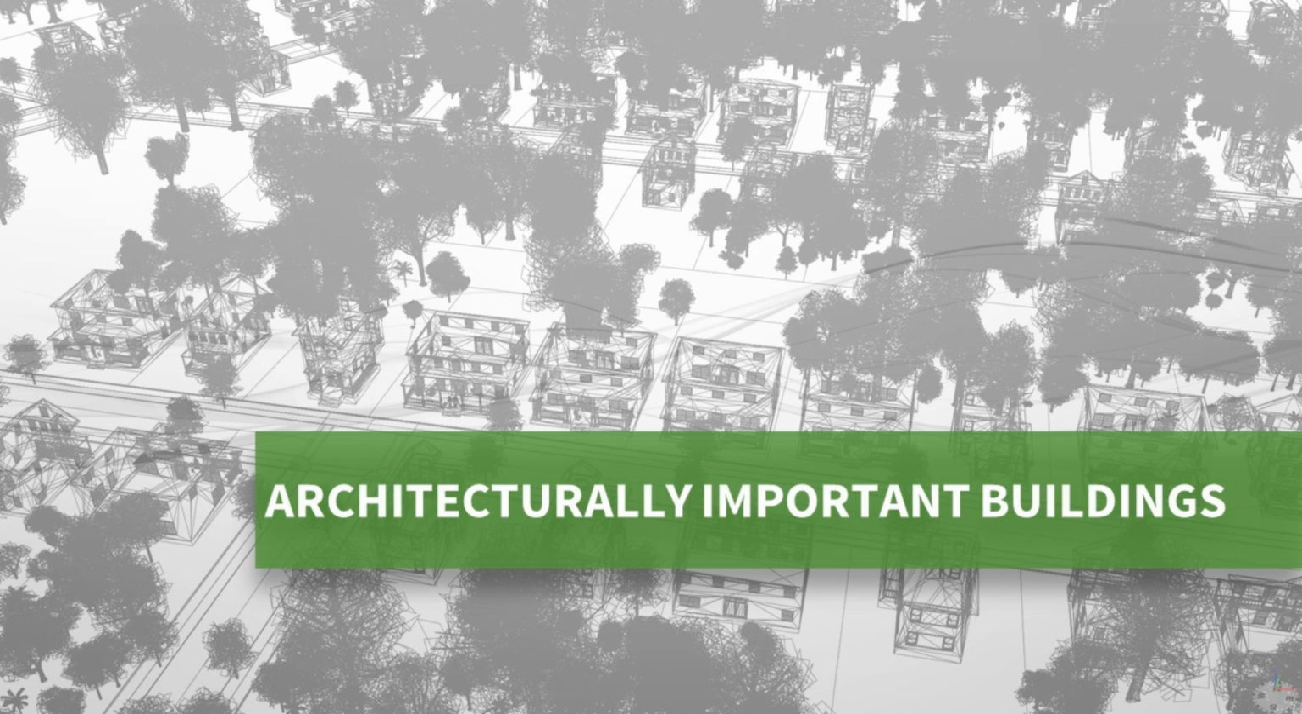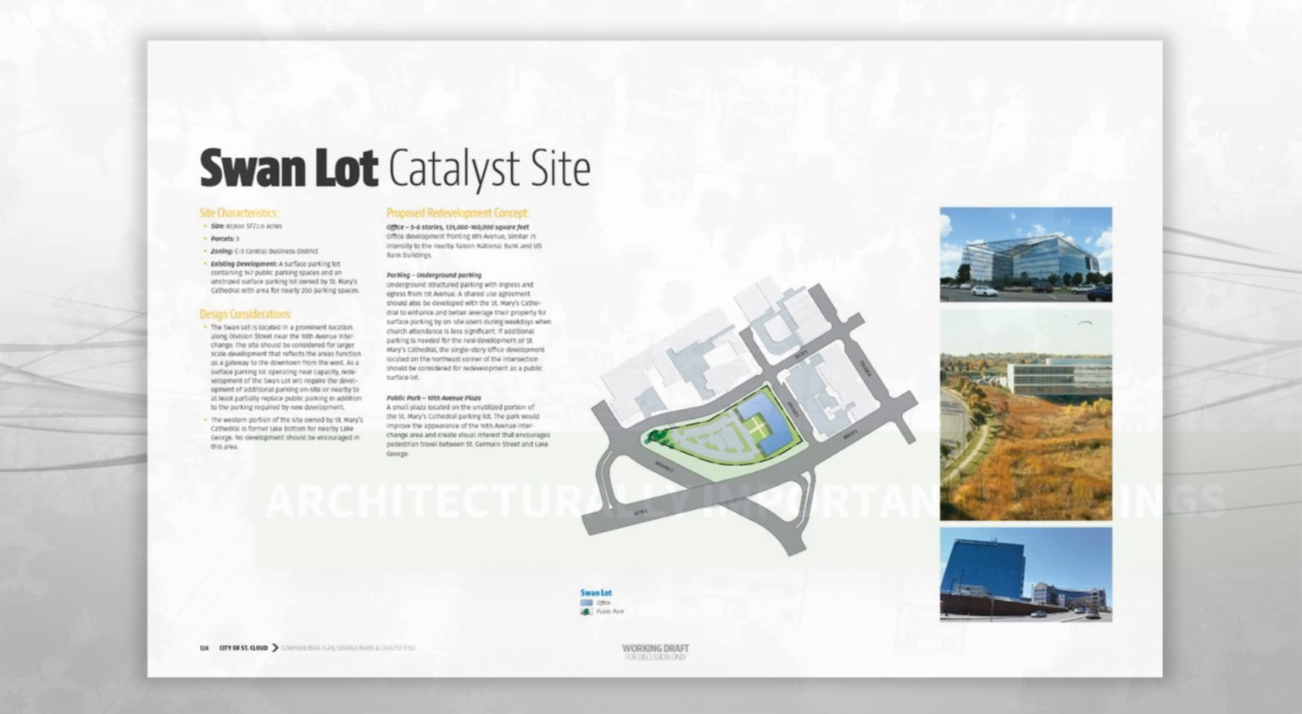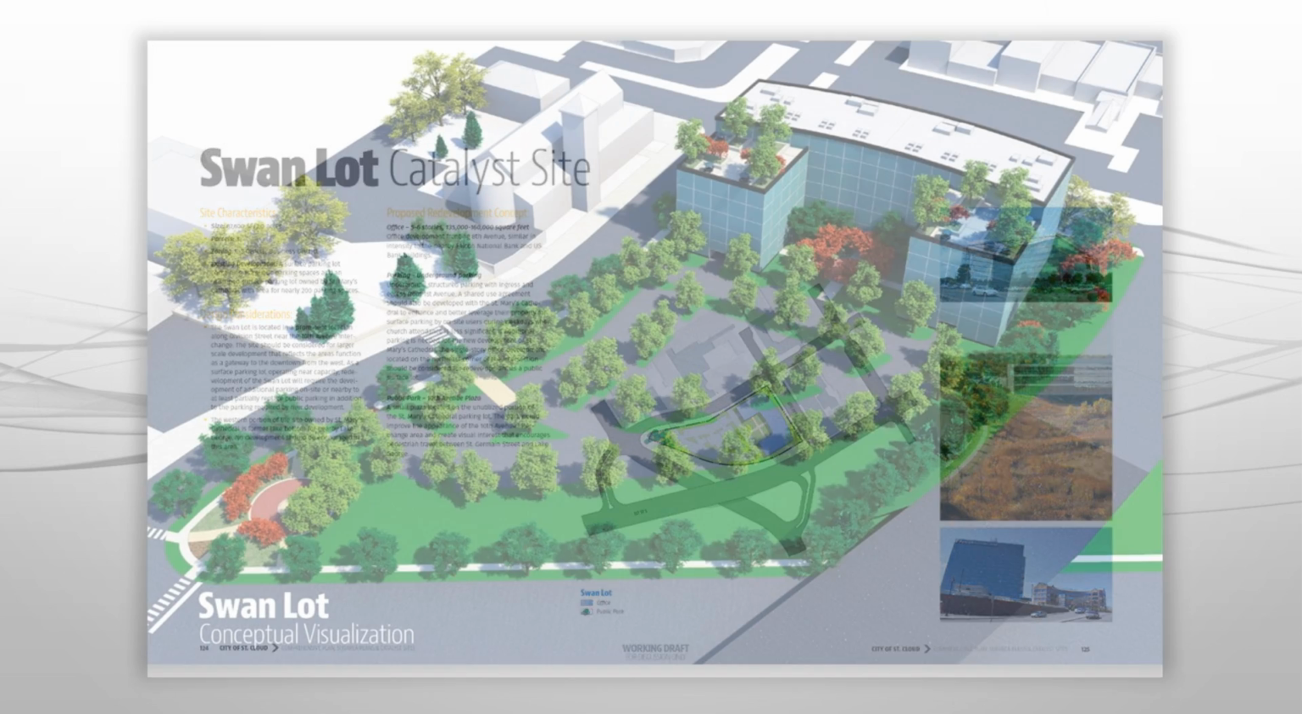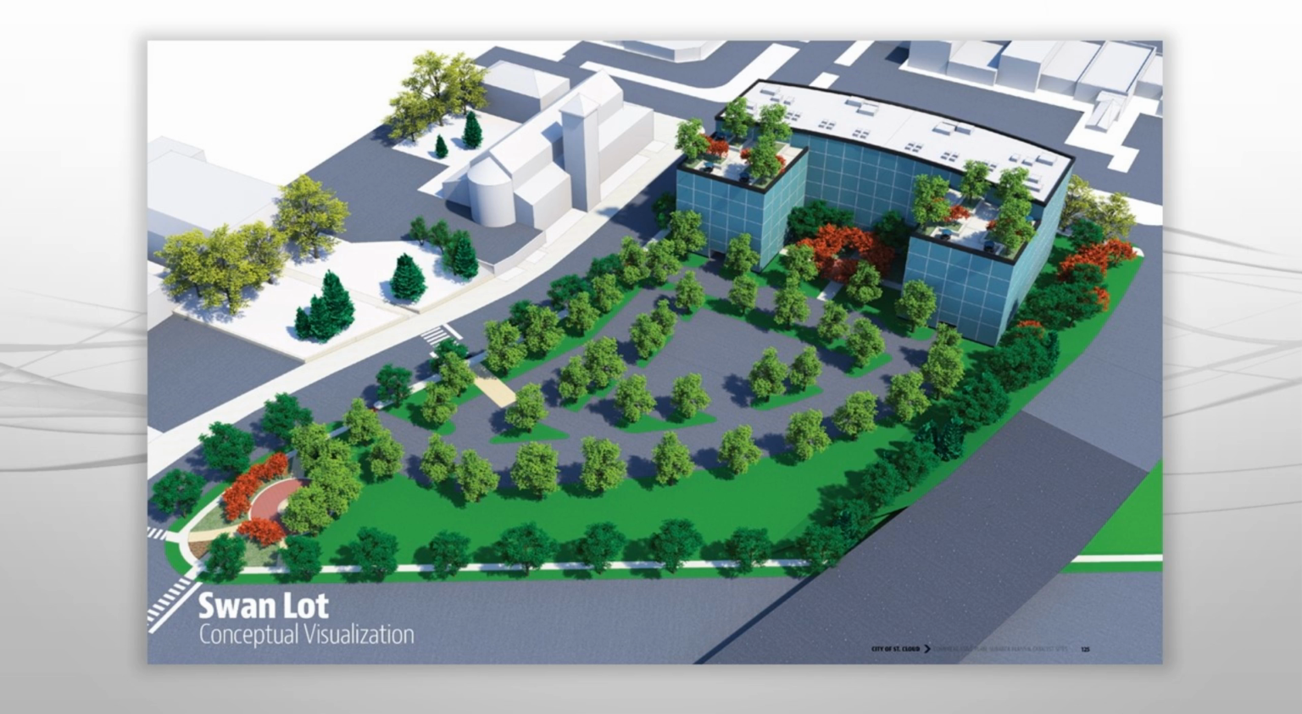The last example I'll walk through is some of the architecturally important buildings, or a hero building as it's been called. We've done some work for the city of St. Cloud, Minnesota, and there was this opportunity site in downtown that we highlighted. It was a spillover parking for a church. And this was what we prepared in the document, and then using SketchUp and Shader Light gave them this.